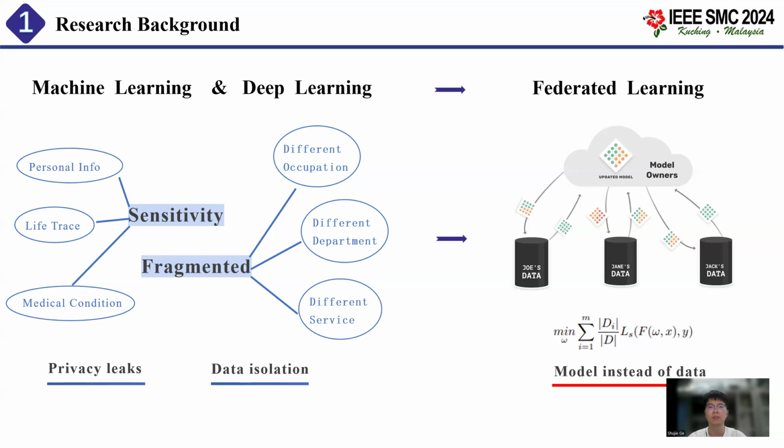Federated learning has been proposed to address these issues. In federated learning, each client retains its local data and uploads the locally trained neural network model to the server. The server then aggregates and averages the parameters from each client's model before distributing them back. This approach enables higher model training performance while safeguarding data privacy.